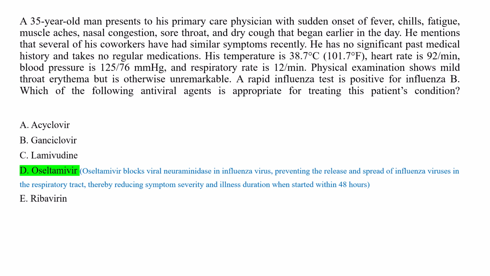The correct option here would be D. Oseltamivir inhibits the influenza virus neuraminidase enzyme, which is essential for the release of new viral particles from infected host cells. By blocking neuraminidase, it prevents the virus from spreading within the respiratory tract. This helps shorten the duration of illness and reduce symptom severity when started within 48 hours of symptom onset.